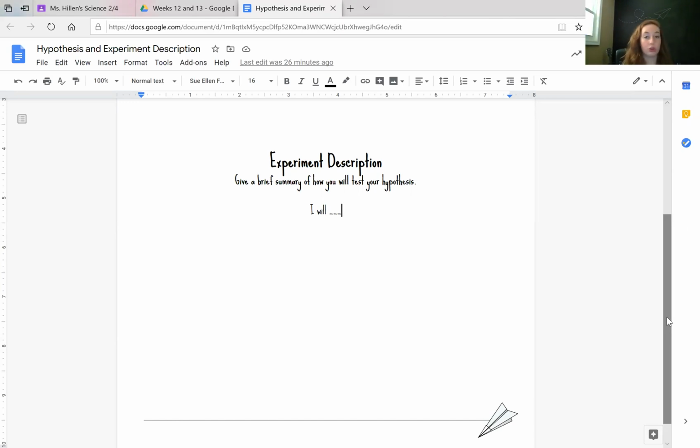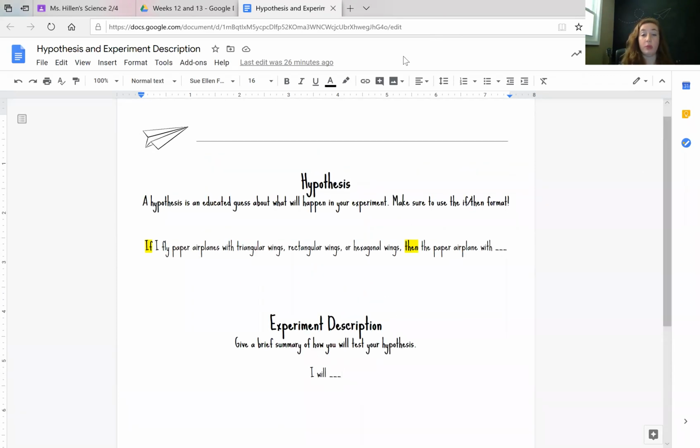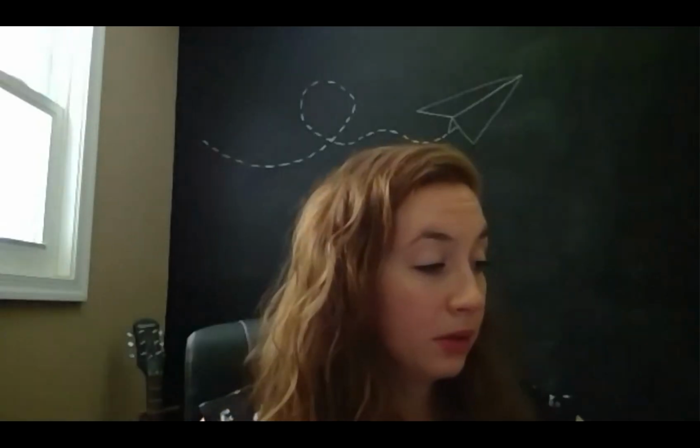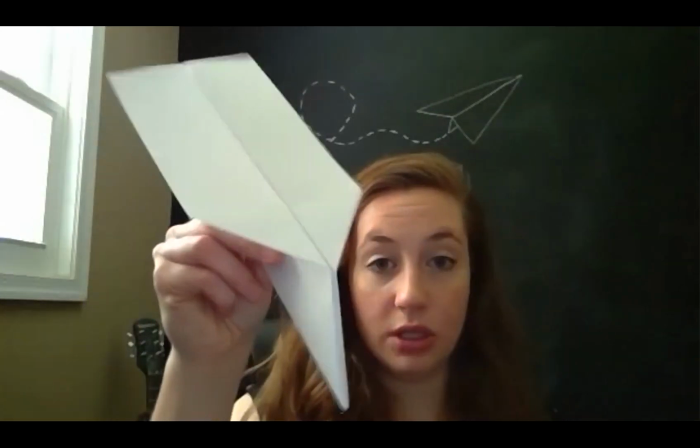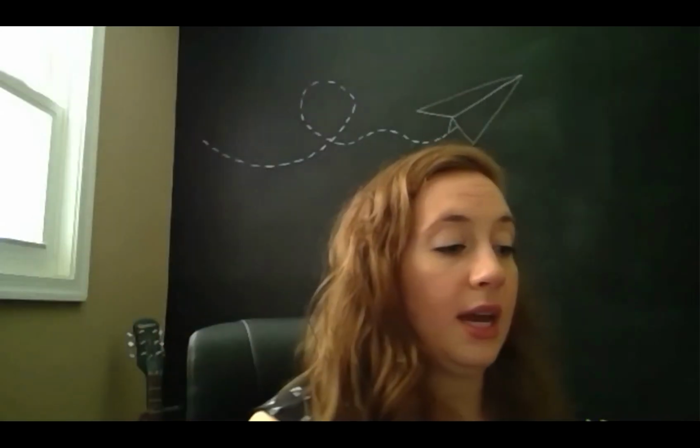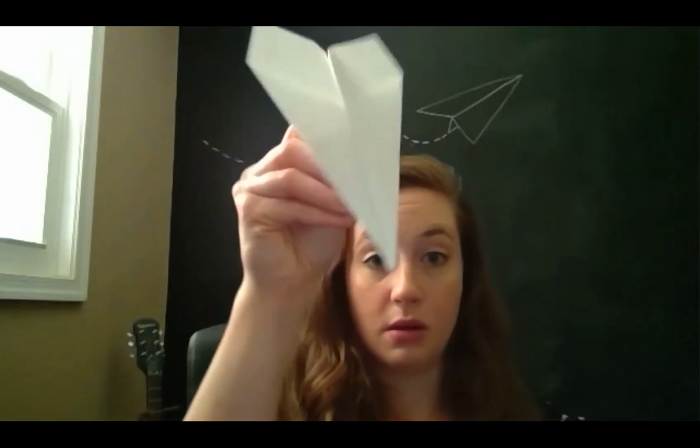So again, I just want to show you the three types so you can get it in your head and think about which one you think will be the best flying one. Again, we have the triangular shaped one, we have the rectangular shaped one, and we have the hexagonal shaped one.